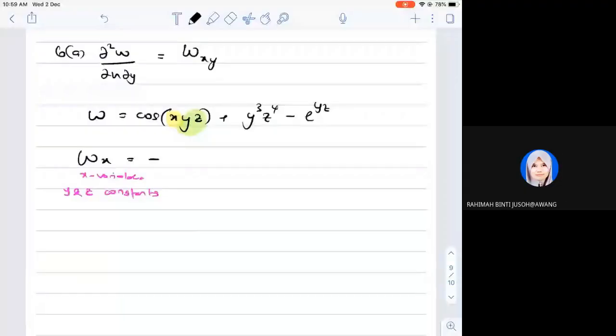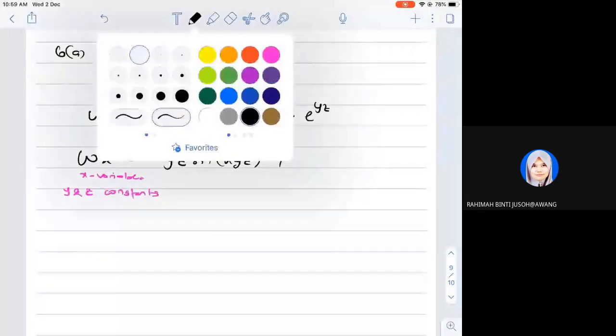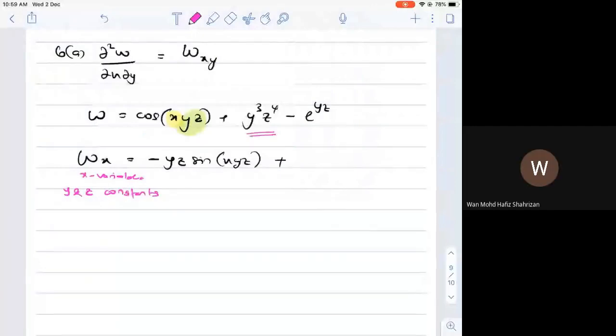Okay? And then now plus. How about this? Differentiate y cubed z to the power of 4 with respect to x. What we will get? 0. Well done. 0. Okay, why? Because all of this is just a constant. Well done. So just a number, so that's why we get 0.